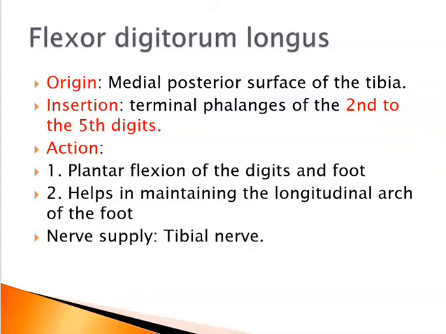Then we come to another muscle, that is flexor digitorum longus. Origin is the medial posterior surface of tibia. Insertion into terminal phalanges of 2nd to 5th digits. Action, plantar flexion of digits and foot, and this muscle also helps in maintaining the longitudinal arch of the foot. Nerve supply is the tibial nerve.